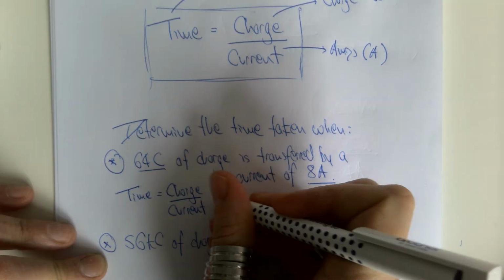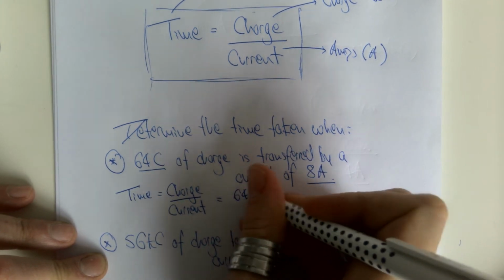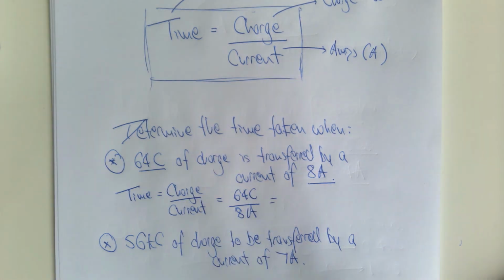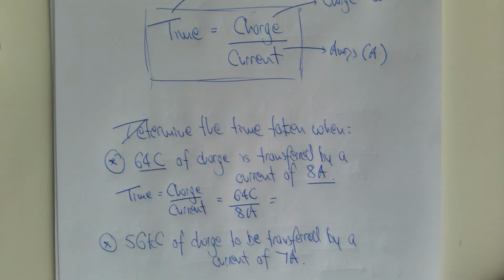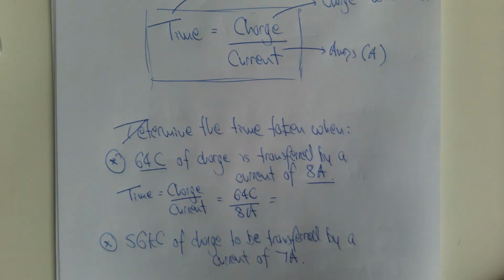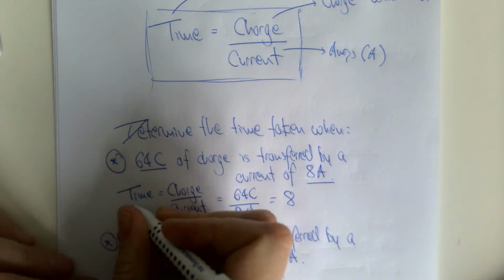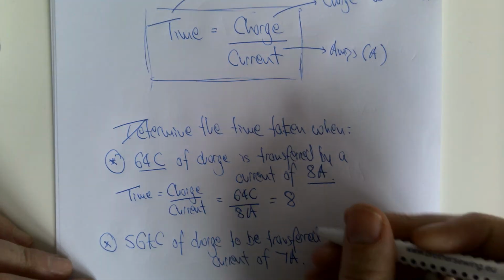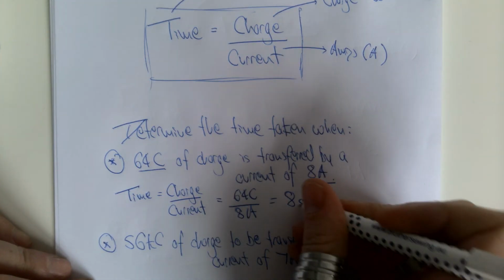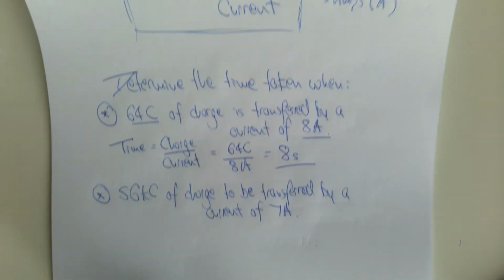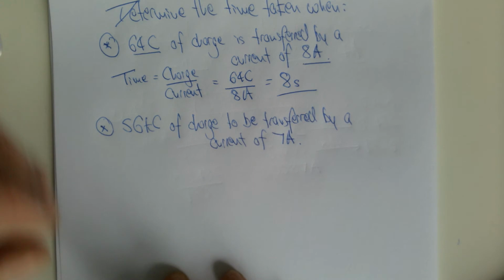So we know that our charge is 64 coulombs and our current is 8 amps. If you divide both of those, 64 divided by 8 will give you an answer of 8. Now, don't forget that time here, as we said up top, is measured in seconds. So it's 8 seconds as our answer. Right, let's have a little look at the next worked example.